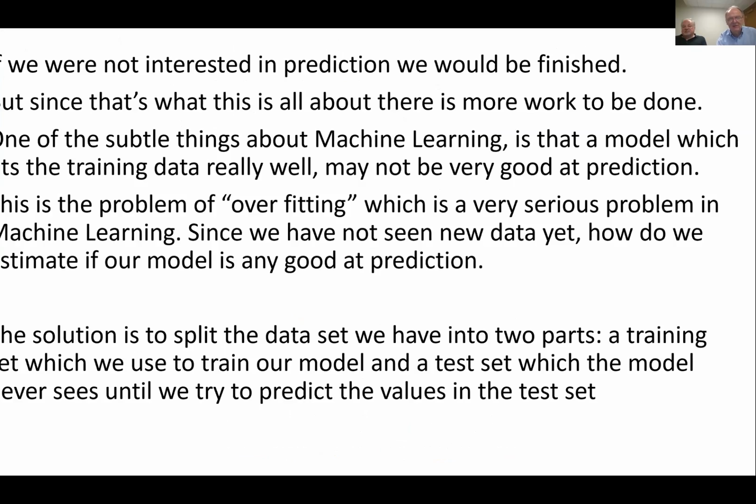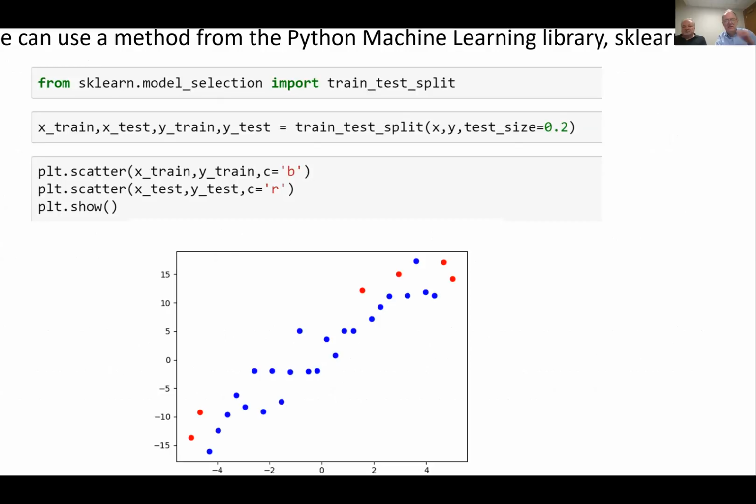So, back to prediction and overfitting. One solution is to take the data we have and split it into two parts: a set that we use to train our model, which means fitting the line, and another set that we keep separate, and then see how well it performs when we try to predict those values on the test set. Here's a little code that does that.